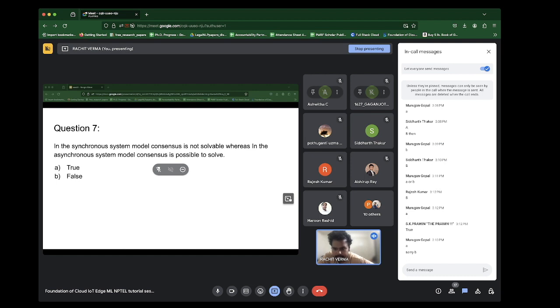And in the synchronous system, since the clocks are all properly synchronized, we can say that consensus is solvable, because correctness and fairness is not necessarily an issue. So in that case, the answer to 7 is false, right? Because in synchronous it is solvable, and in asynchronous it is not solvable. Okay.